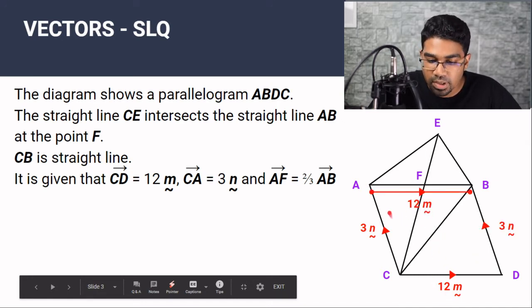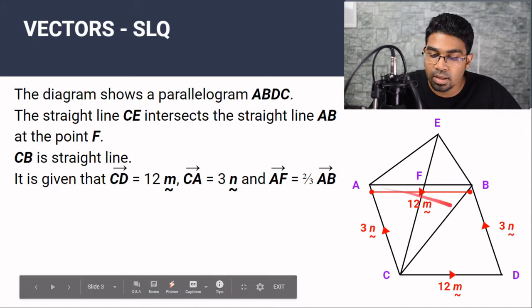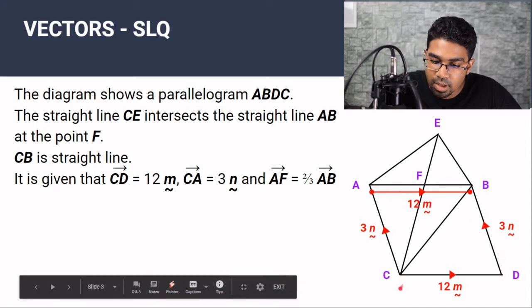And the same logic applies for CA as well. DB has the same magnitude since it is the same length and the same direction because they are parallel. And therefore, it is 3n.